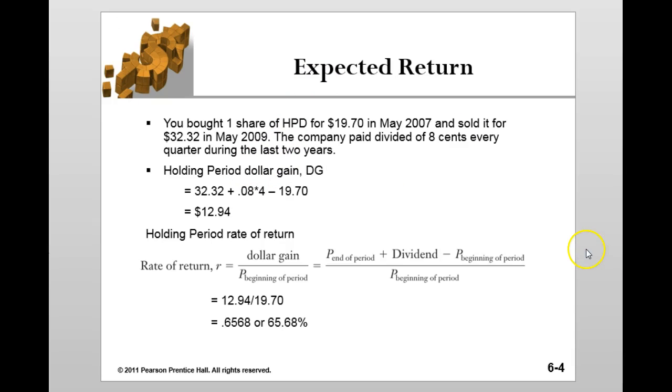Alright, so, did I have a holding period dollar gain? Well, if I take $32.32 plus that 8 cents for 4 quarters, that was my overall gain, then minus the cost, I would then have a holding period gain of $12.94. And my rate of return for that holding period, if you take $12.94 and divide it by the cost, you'll end up with a 65.5% return. So that's a pretty good return, right? That's how that's figured, so keep that one in mind.